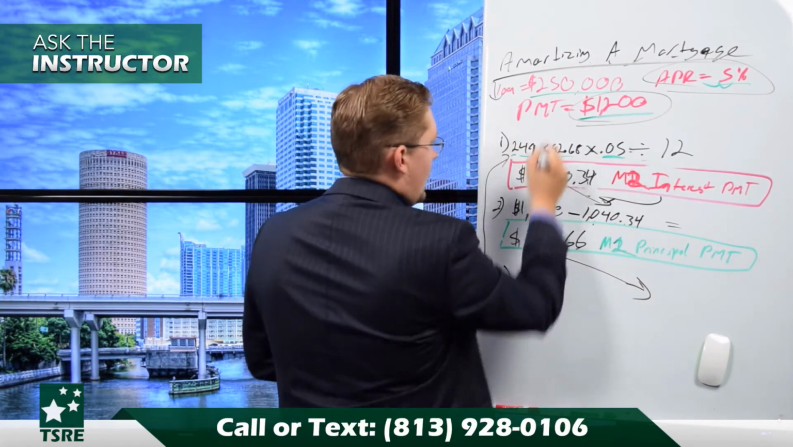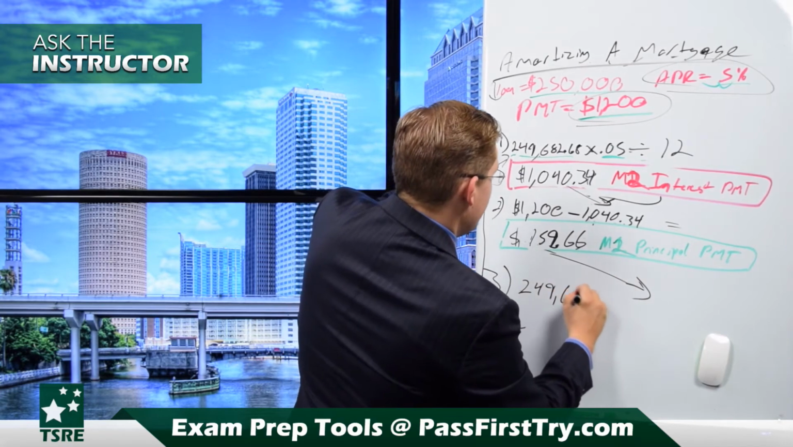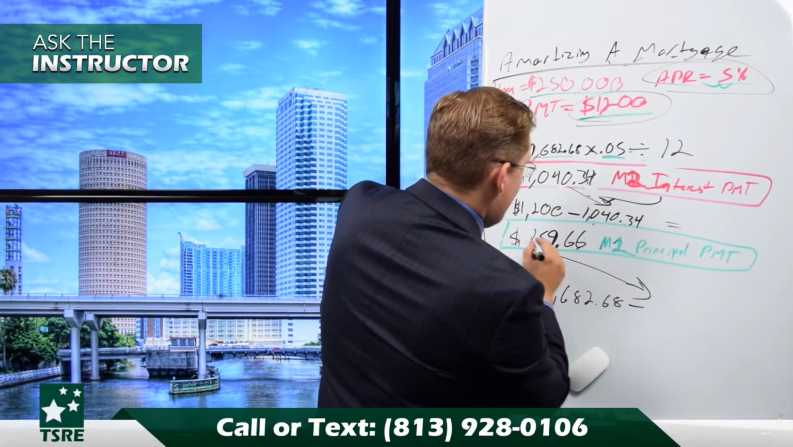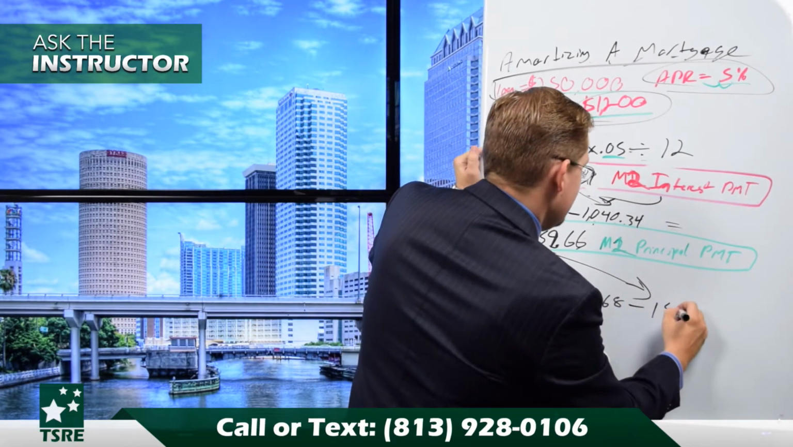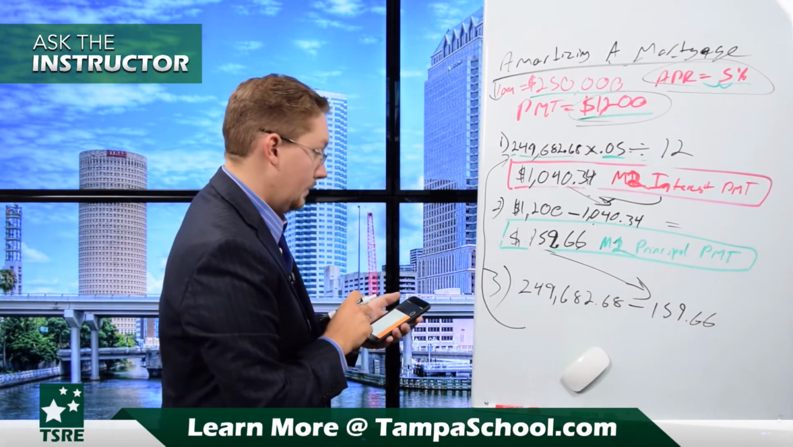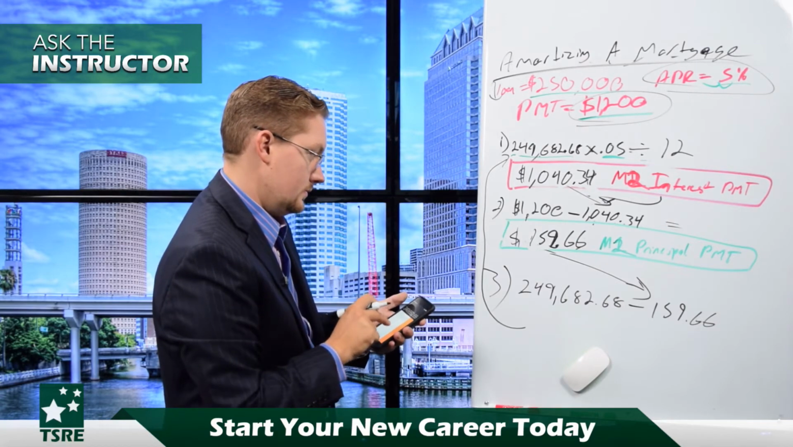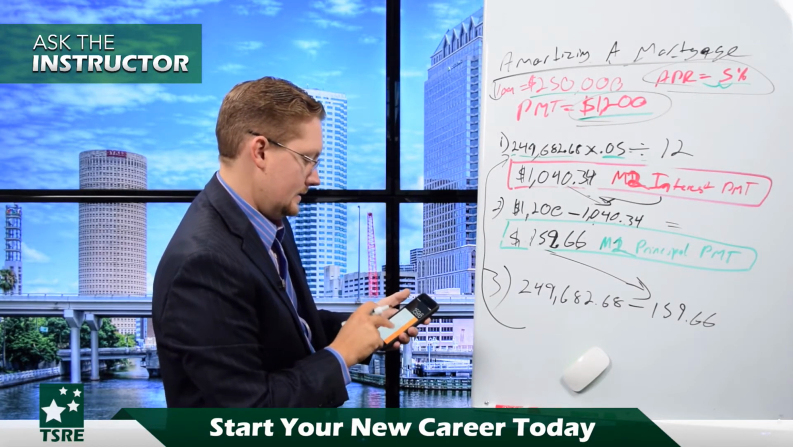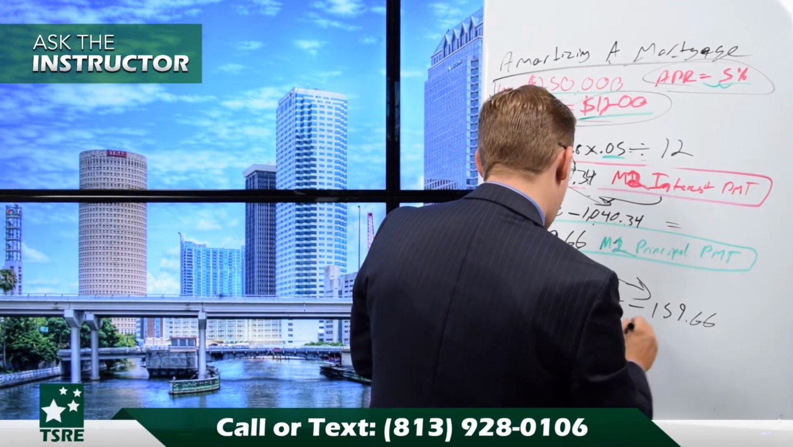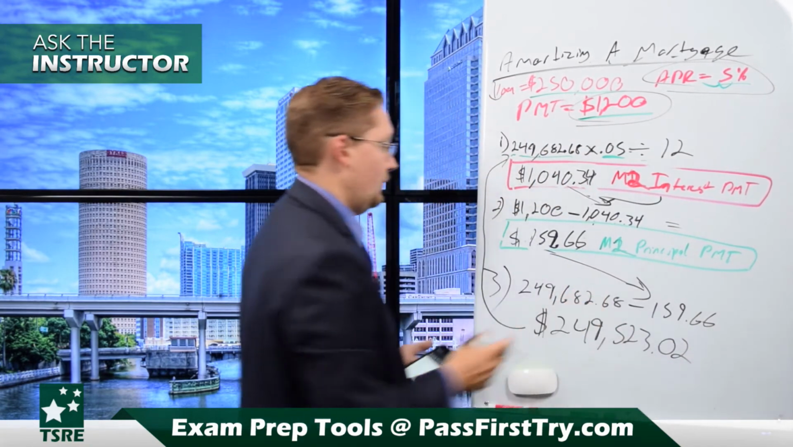And now, if we want to find our month 4 balance, our last step for this year, we're going to again take our $249,682.68. We're going to go ahead and subtract out that $159.66. And that means for our month 4 balance, we end up with $249,523.02. And that would be our month 4 balance.